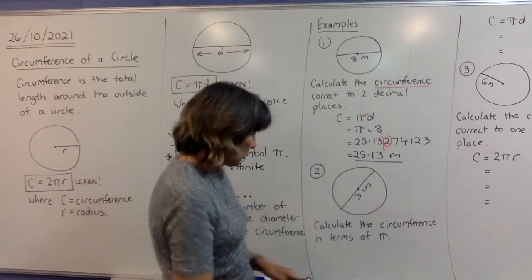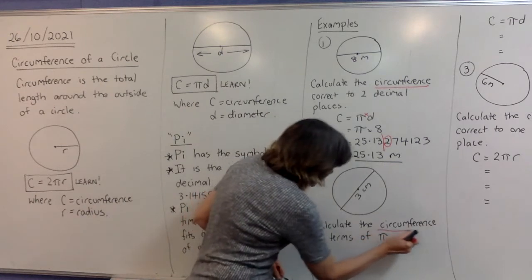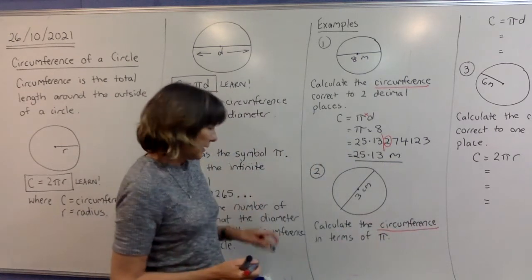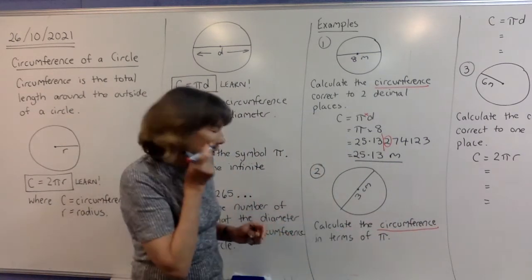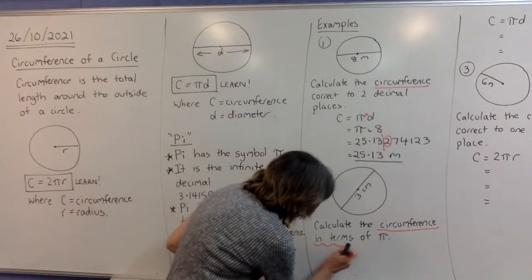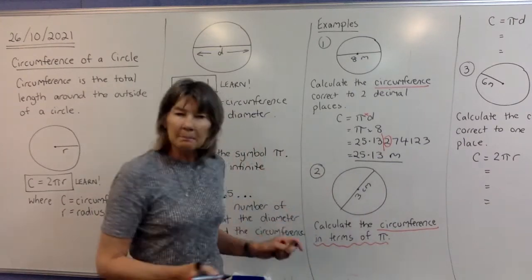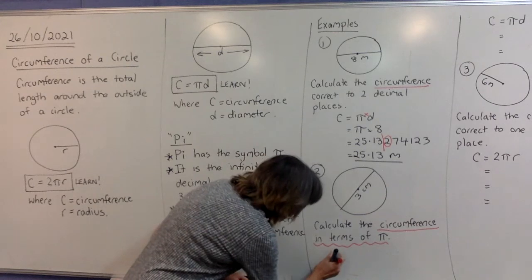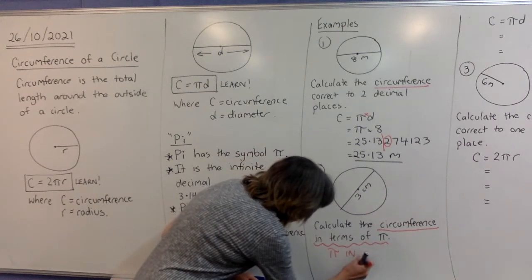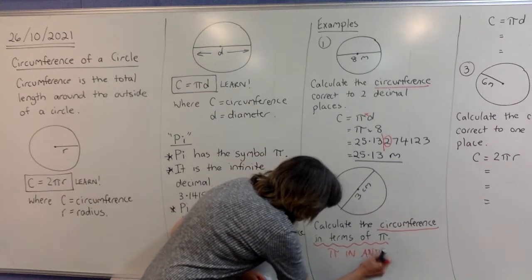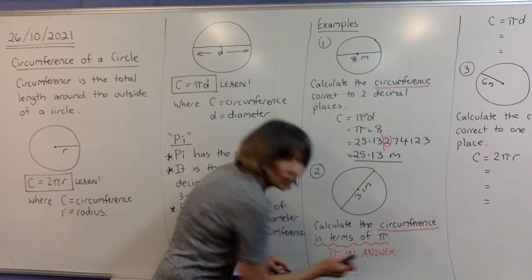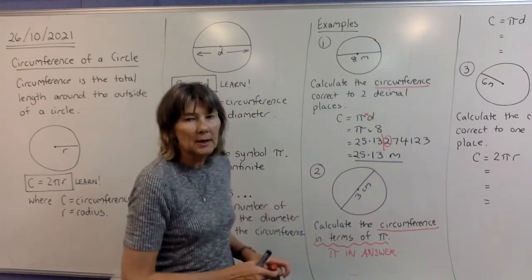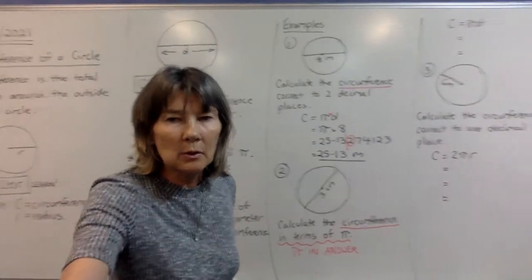All right, the next question, we're finding circumference. And then they've said something interesting down here. It says, calculate it in terms of pi. Now, what does that mean? It means that they want pi in the answer. So they actually want that pi symbol in the answer. So let's start doing this question.